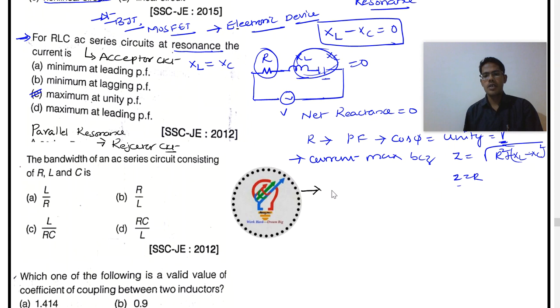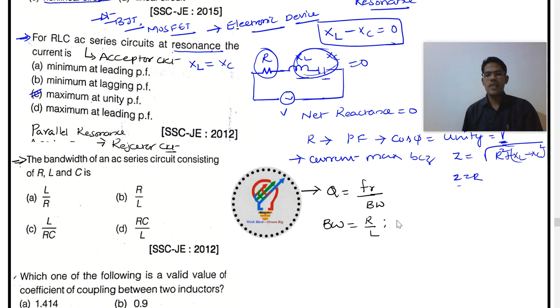Quality factor is nothing but resonance frequency divided by bandwidth. Now, next question: bandwidth of an AC series circuit consisting of RLC is. Here in general we have a definition. So bandwidth is nothing but R by L here.